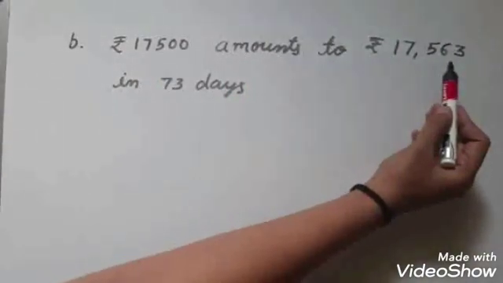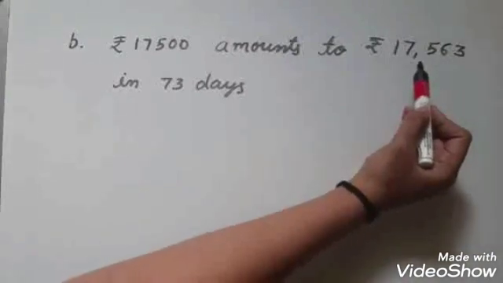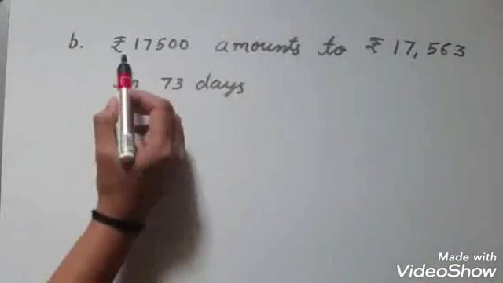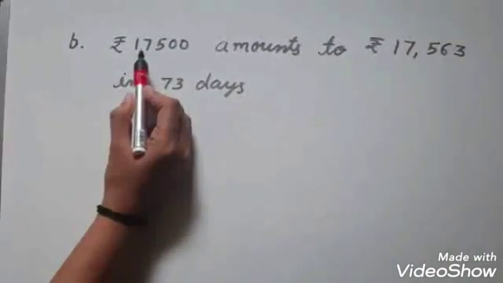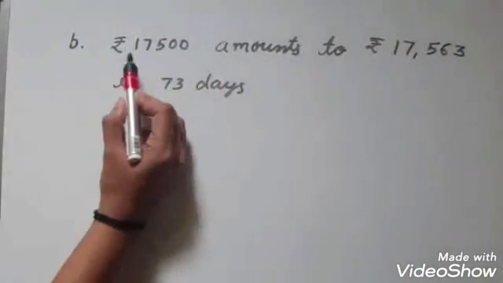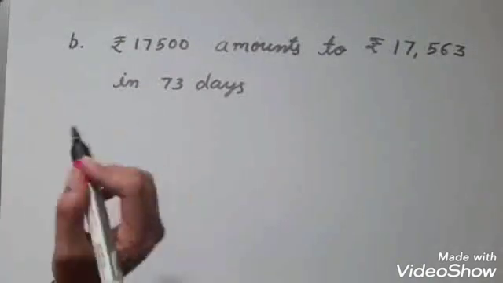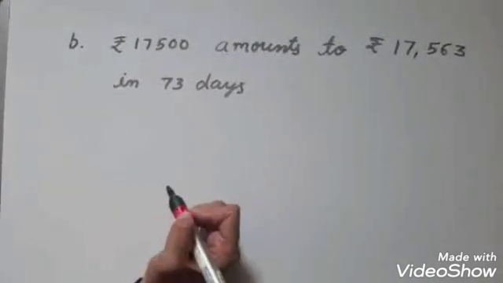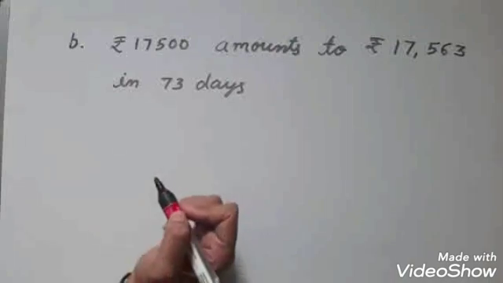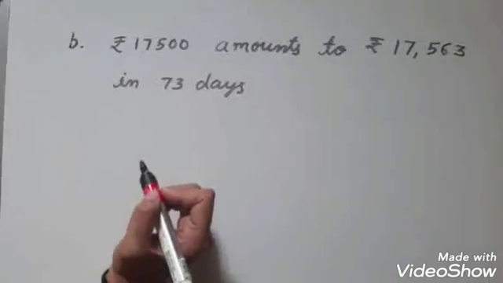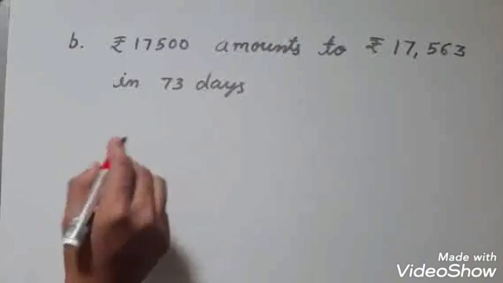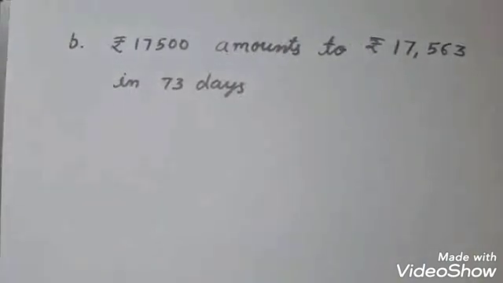17,500 amounts to rupees 17,563. Means this 17,563 is amount, 17,500 is principal. But for calculating rate of interest in formula, we have SI into 100 upon P into T. So, we don't have SI here. So, we need to find out simple interest first. Then we will use formula of rate of interest.